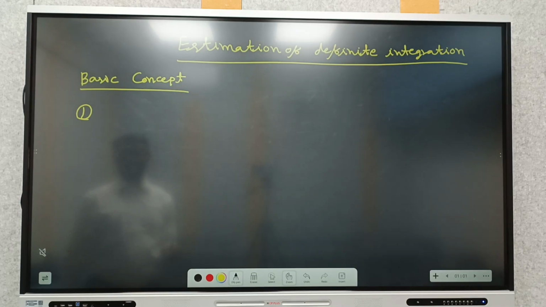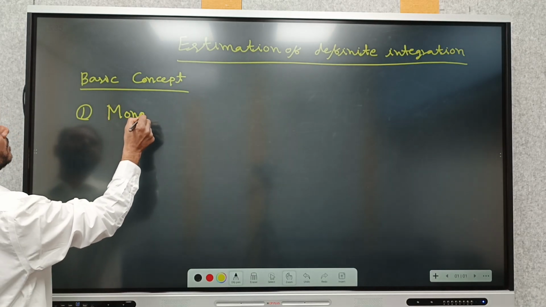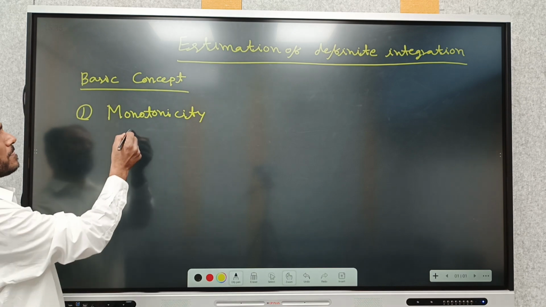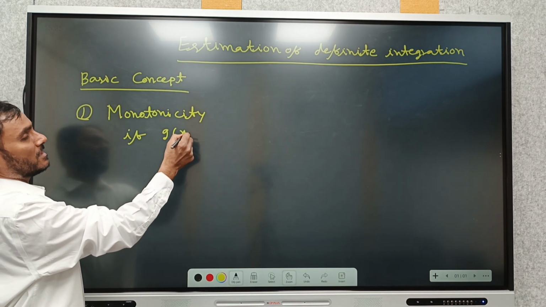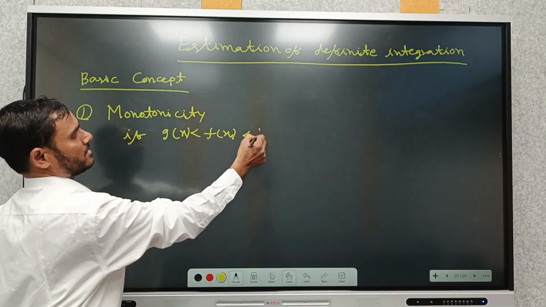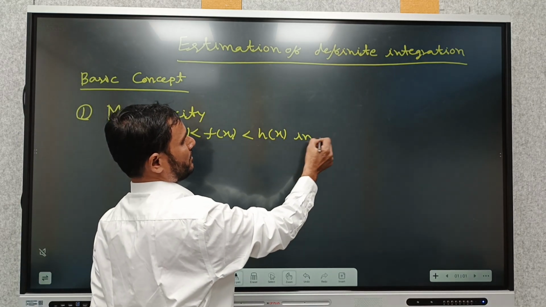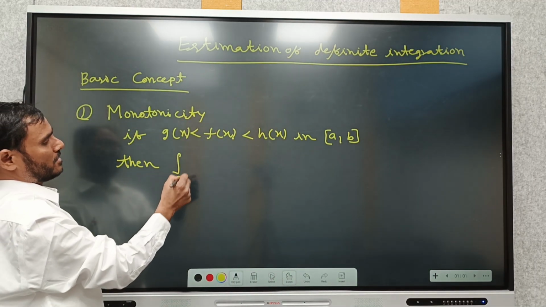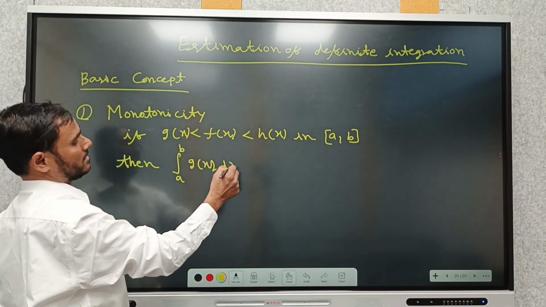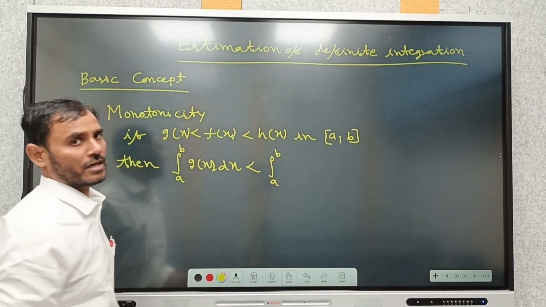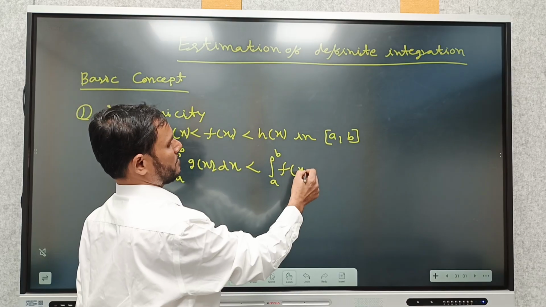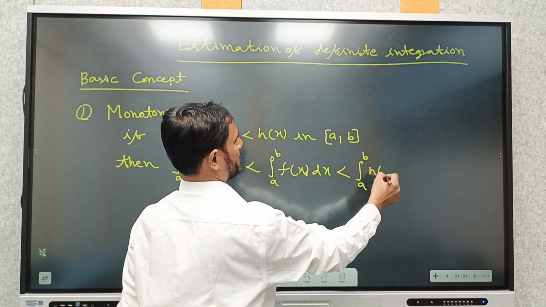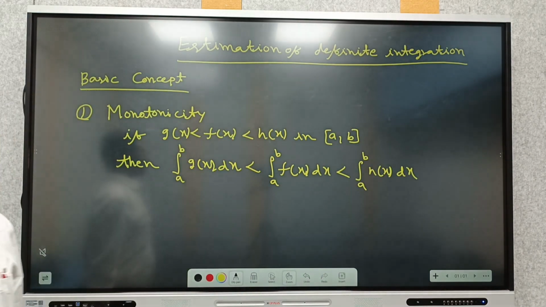First is monotonicity. Monotonicity is: if g(x) is less than f(x) and f(x) is less than h(x) in the closed interval [a, b], then the integration from a to b of g(x) is less than the integration from a to b of f(x) dx, and it is also less than the integration from a to b of h(x) dx. This rule is called monotonicity.